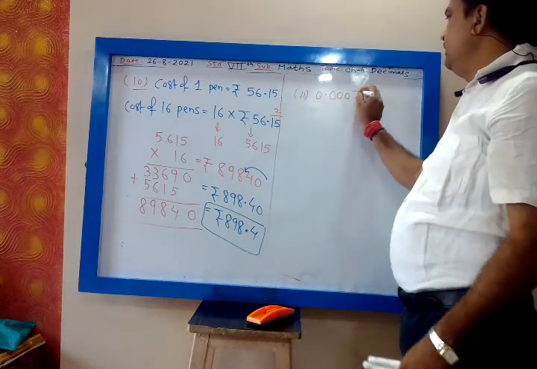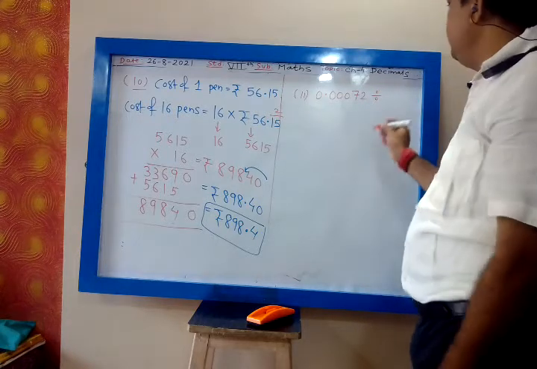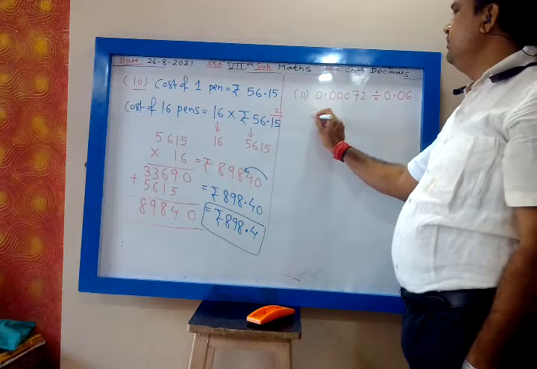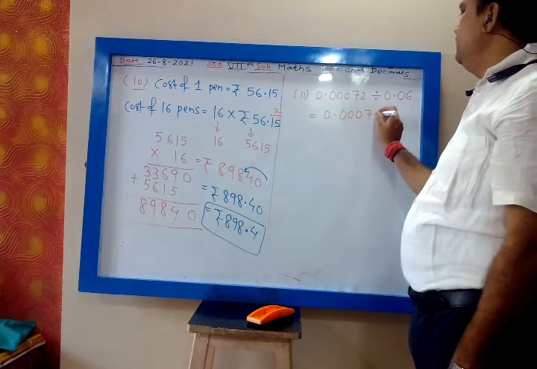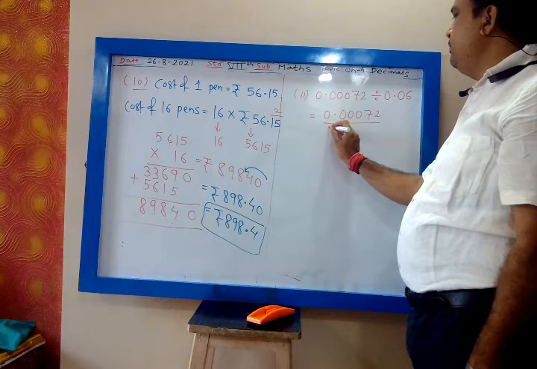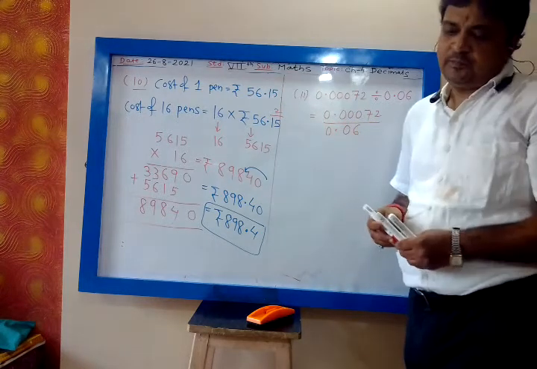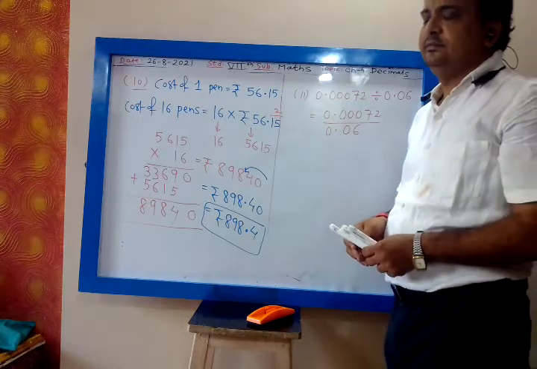0.00072 divided by 0.06. Let me write it in the division form: 0.00072 divided by 0.06. Okay, so you have to remove the decimal from the numerator and denominator.